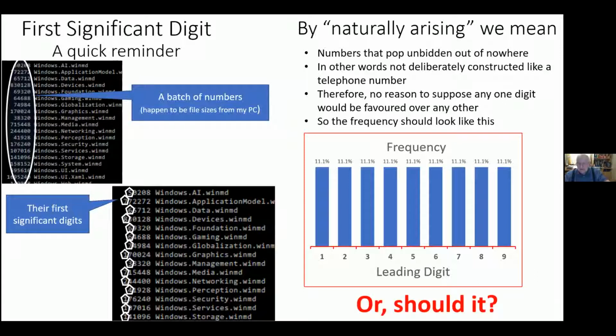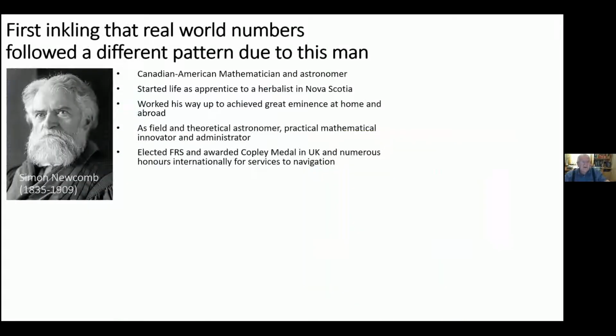But the big question is, well, is life really like that? And that's what most of this talk is going to be about, how life isn't really like that. And the person who first picked up this as an observation was this man, Simon Newcomb, a very fascinating American, well, Canadian by birth, mathematician and astronomer.